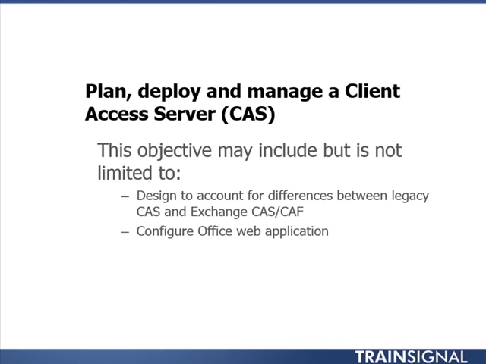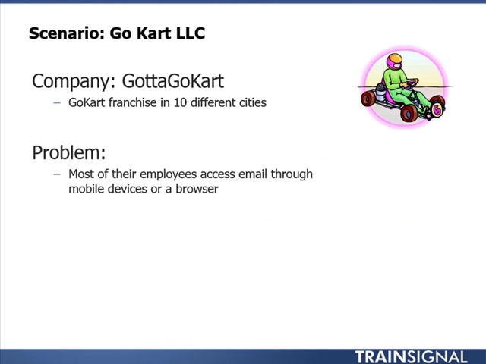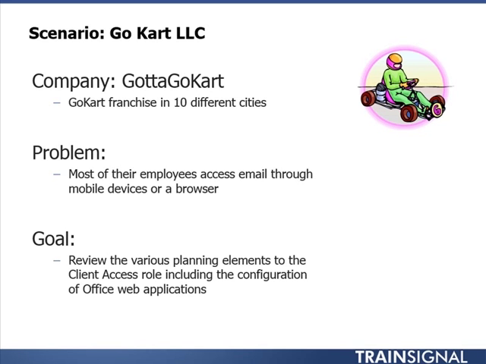So let's get started. From a scenario perspective, we're going to go with Go-Kart LLC called Gotta Go-Kart. It's a go-kart franchise in 10 different cities. Their problem is that most of their employees access email through mobile devices using ActiveSync connections or through a browser using Outlook Web App. The goal is to review the various planning elements to the client access role, including the configuration of Office Web Applications.